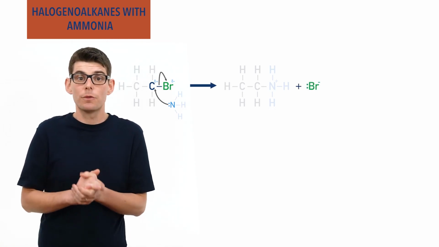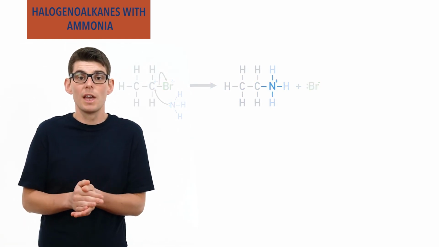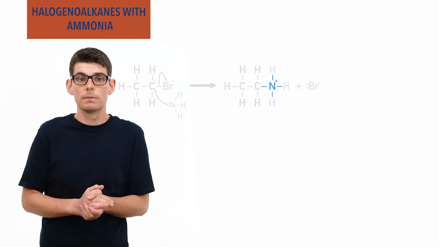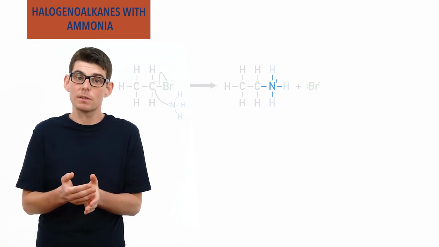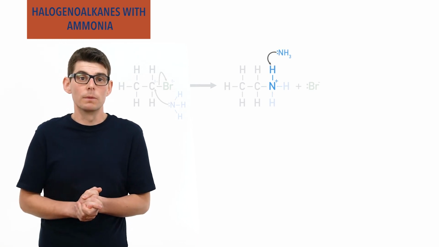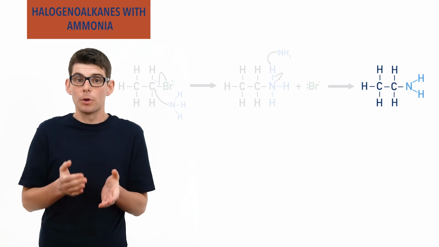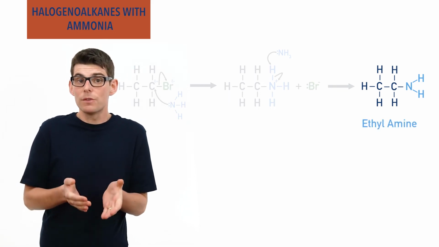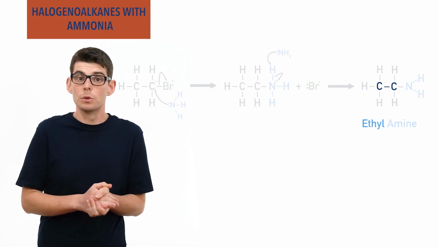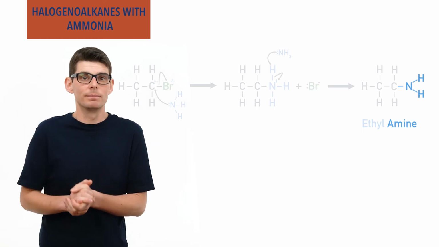An intermediate is formed with the nitrogen that bonded to the carbon having a positive charge, as it has one too many bonds. Another ammonia molecule acts as a base and takes a H+ ion away from the nitrogen, leaving a neutral NH2 group behind. The product formed is an amine and has the name ethylamine. Ethyl because the alkyl group has 2 carbons in, and amine as the type of molecule formed is an amine.